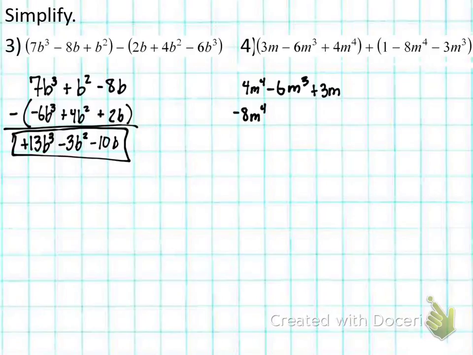And then we got negative 3m to the third. And then we don't have any m's, right? So we're just going to leave this section blank. I'm going to put a placeholder. Check this out. This is a trick. A little placeholder here, and then we have a +1.